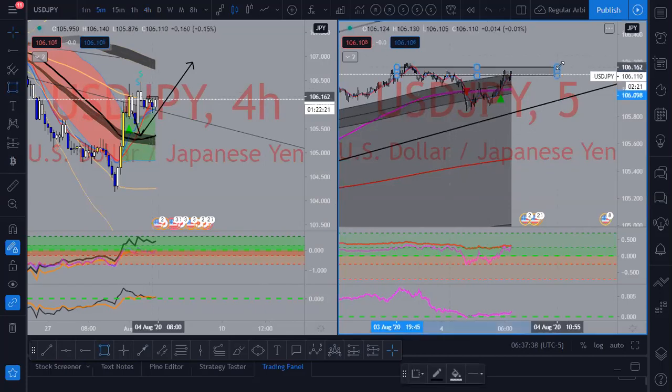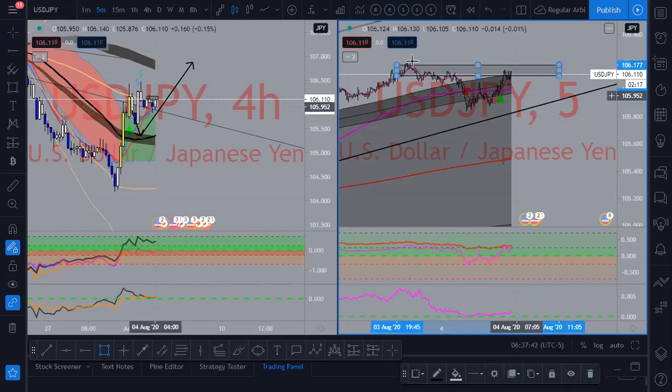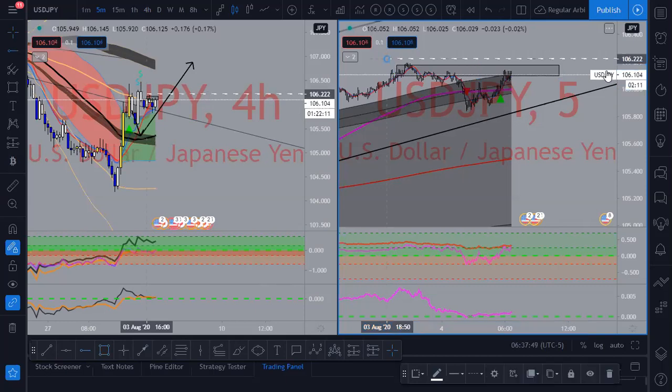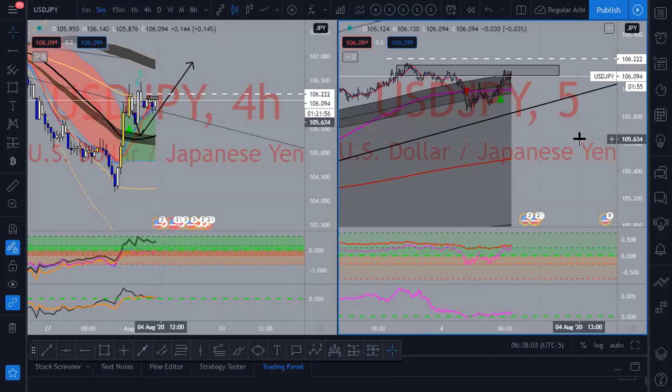If you do want to get into this buy, then sure. You would want to set your buy stop probably right here at 106.222 or something like that. If you do want to get into the buy, set a buy stop and just let price come to you, but don't try to chase the buy. So yeah, that's my insight on USDJPY. Any questions on that?